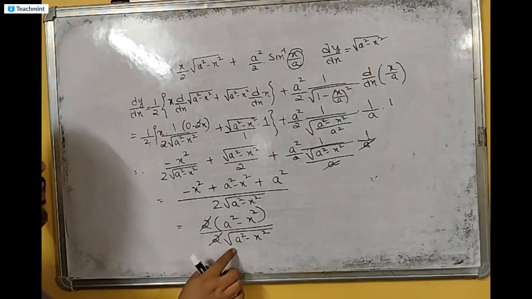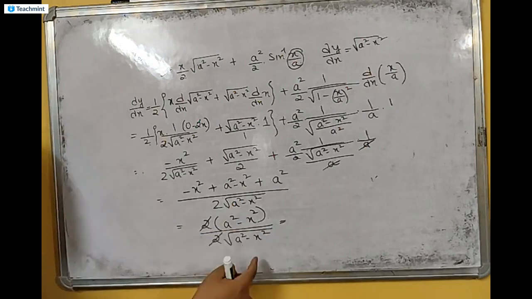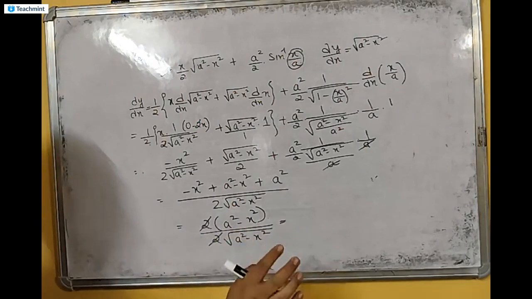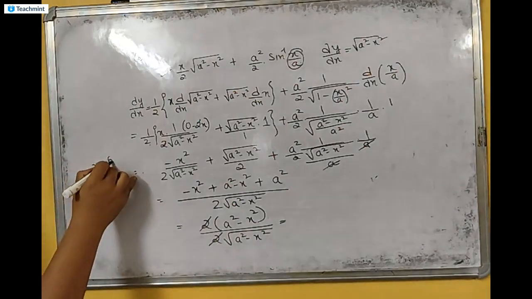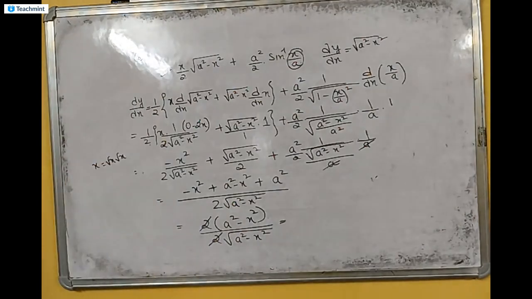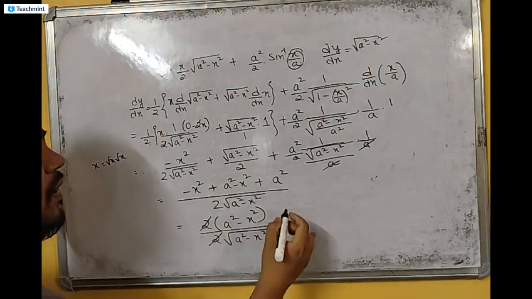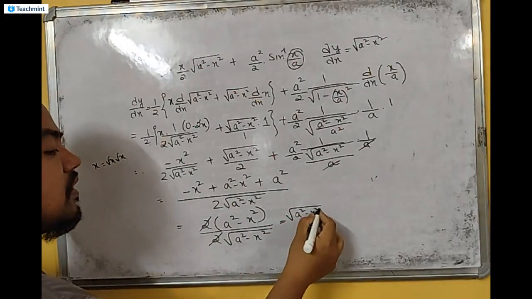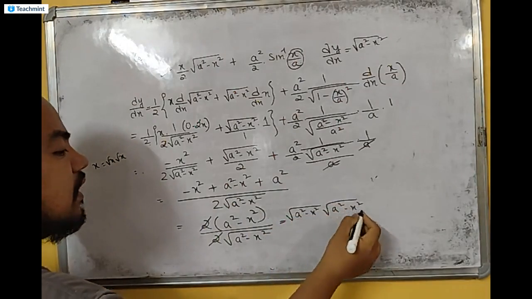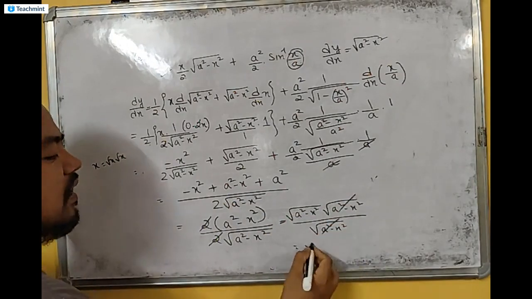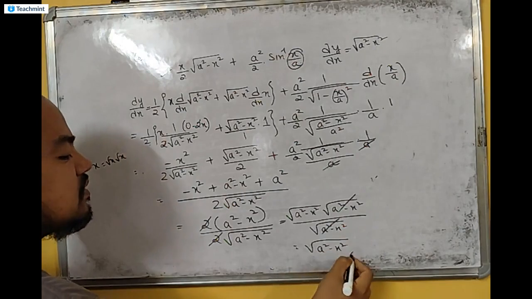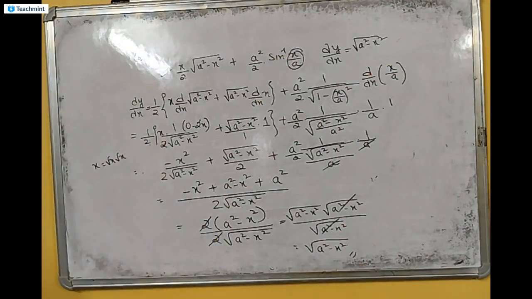Is it clear? Now remember how I taught you to remove the square root from the denominator. You can either rationalize or, since numerator and denominator are the same, remember one concept that I taught you. x can be written as root x into root x, because root and root get cancelled. So similarly, this part can be written as root a square minus x square, root a square minus x square, divided by root a square minus x square. So root and root get cancelled. So we have root a square minus x square. That is the required proof.